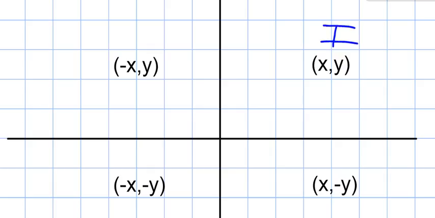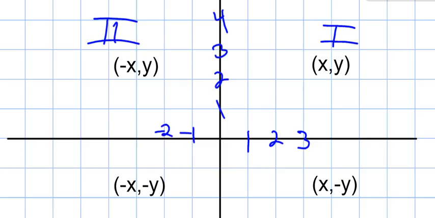Quadrant 1 has an x and a y, and both of them are positive. Right, so we got positive 1, positive 2, positive 3, positive 4, and so on. And here in quadrant 2, we're doing the opposite, right? Now we got negative 1, negative 2, negative 3. And then if I were to put a point here, my y would still be in the positive range.